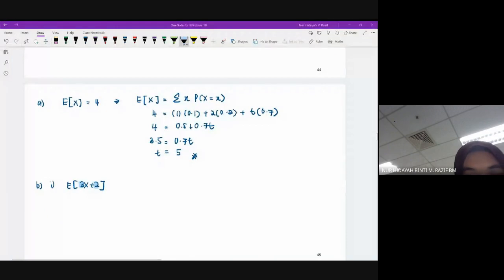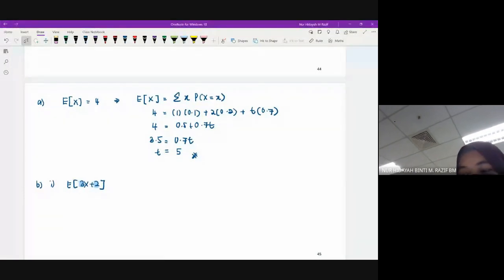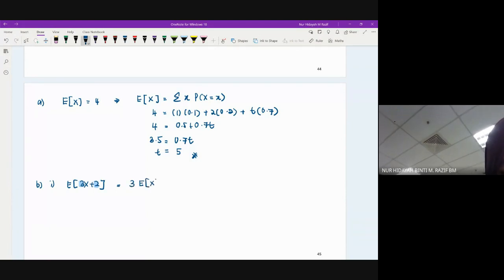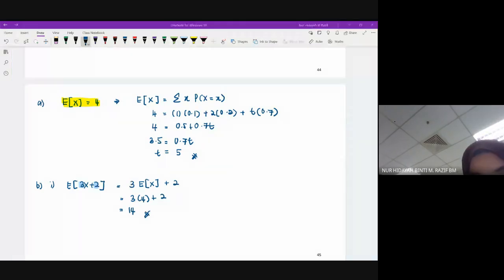So macam mana kita nak jawab soalan ini? Kita akan gunakan saja properties yang kita dah tahu. So I'm going to get this is equal to 3 times the expected value of X ditambahkan pula dengan 2. So kita dah tahu nilai expected value of X sudah diberi dalam soalan A, iaitu nilainya 4. We can substitute, so 3 times 4 plus 2, so that will be 14. Terus dapat jawapan untuk kita punya expected value.